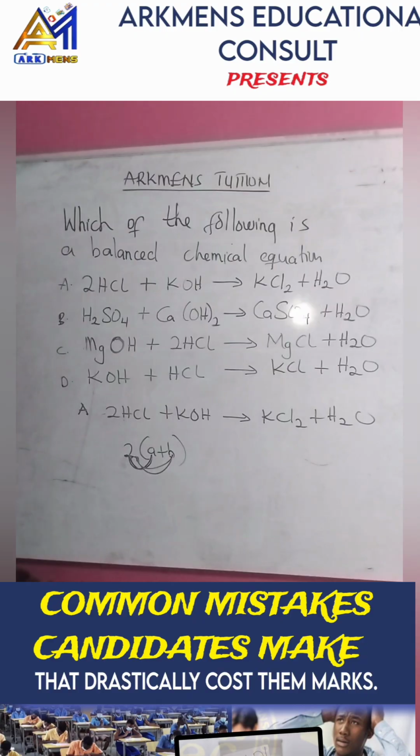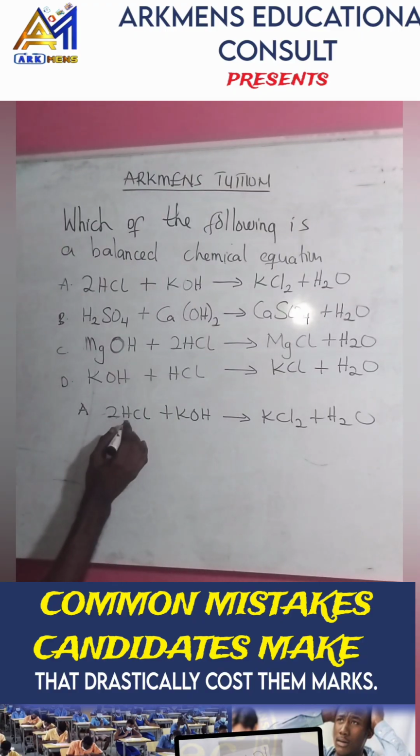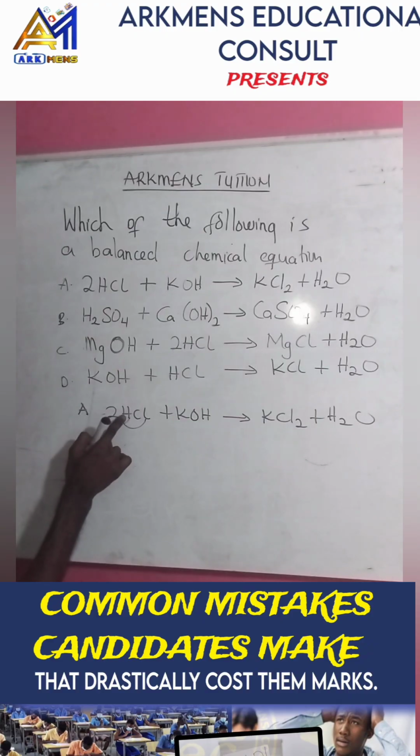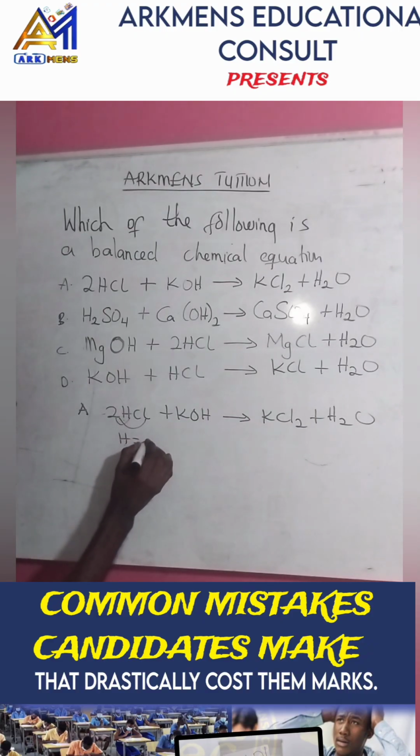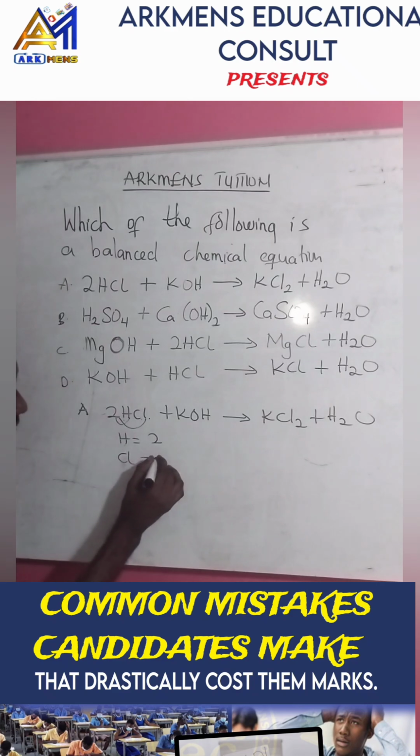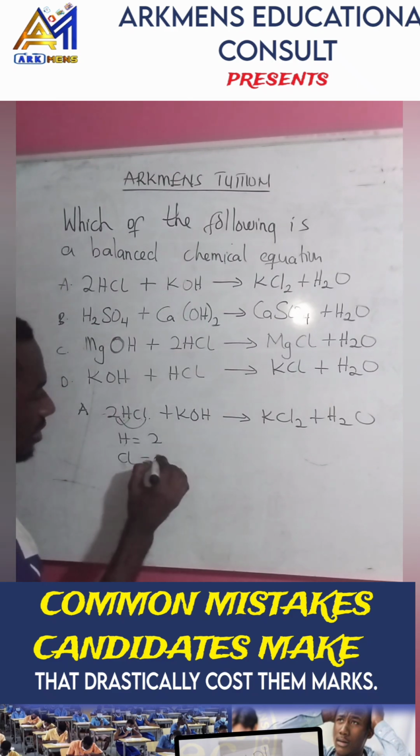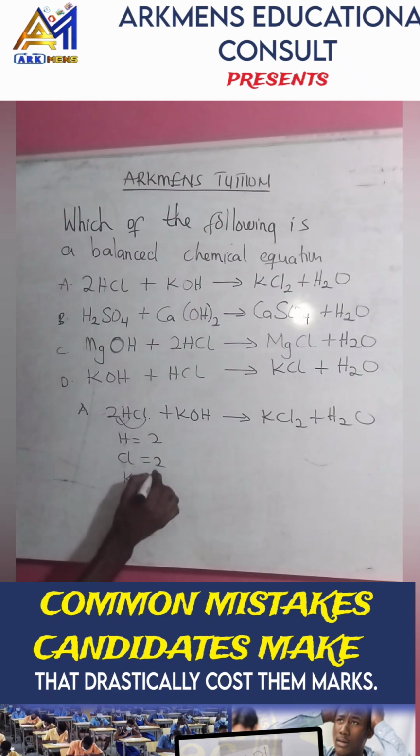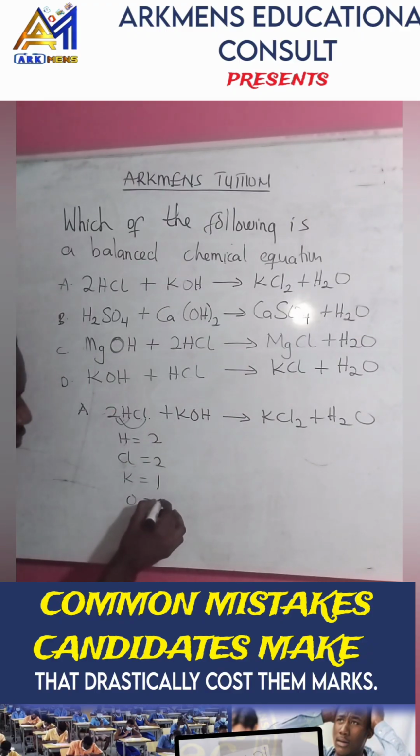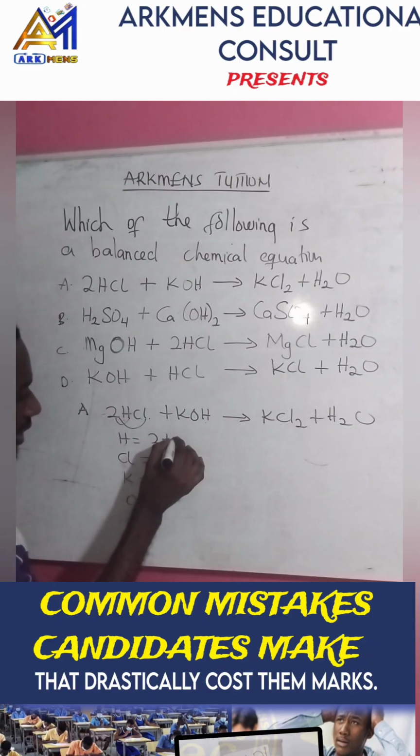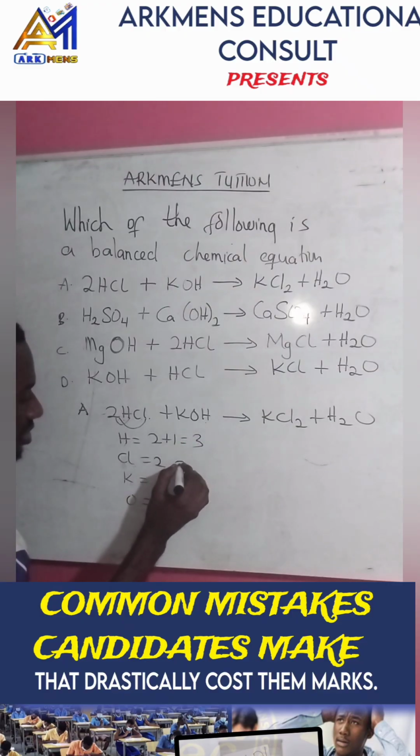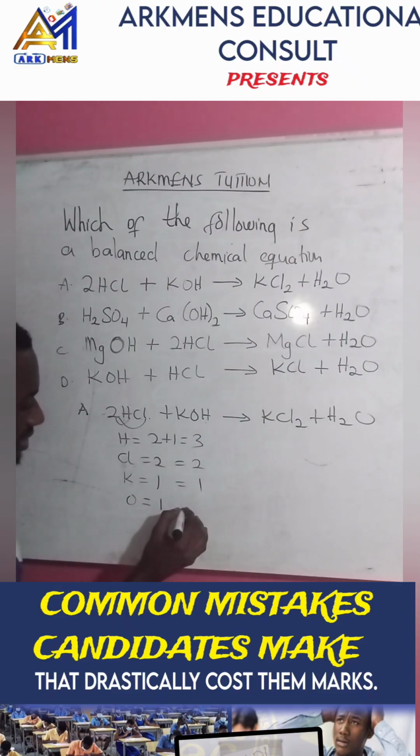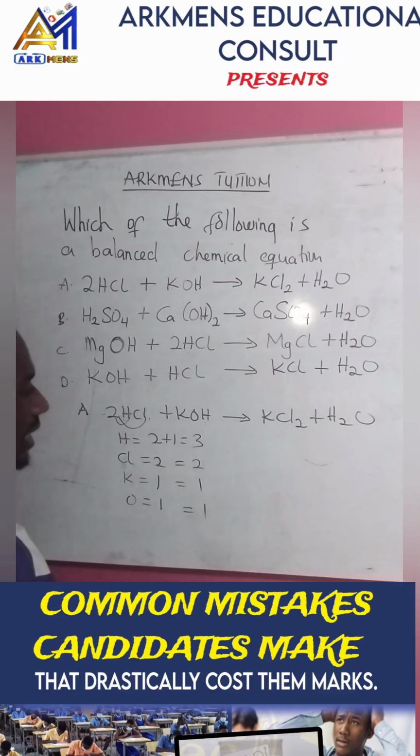So whenever you see this 2 attached to the HCl, it means that the 2 is for both H and Cl. So here we have hydrogen, which is 2, and chlorine, which is 2 as well. We have another element here, K, potassium, which is 1. We also have oxygen, which is 1, and hydrogen 1, so plus 1. So we are having 3 hydrogen here, 2 chlorine here, 1 potassium here, and 1 oxygen here.